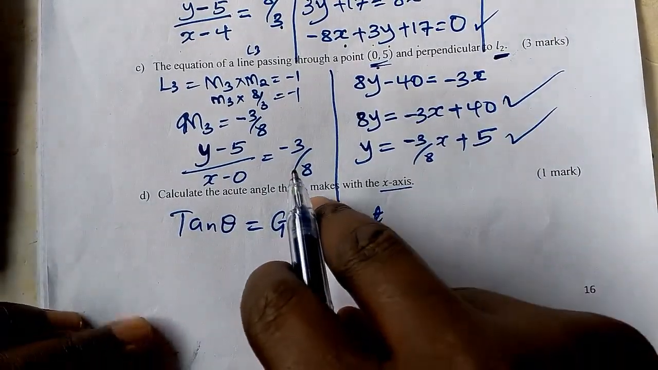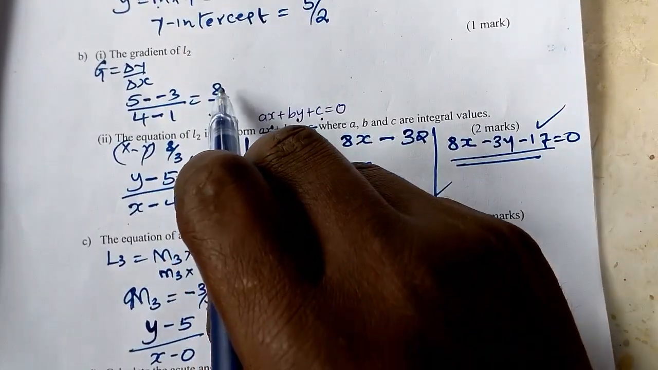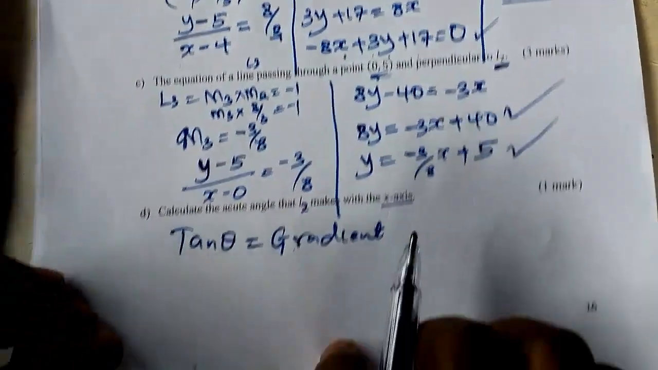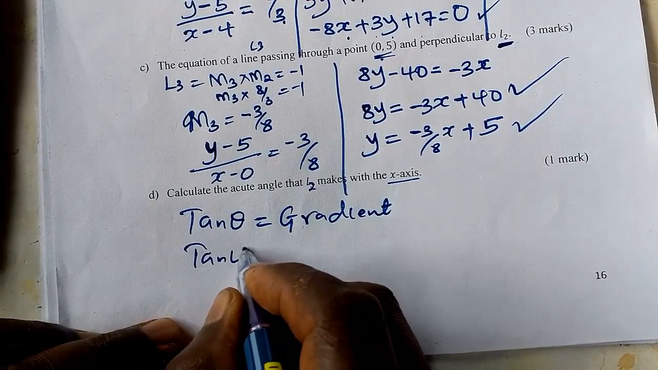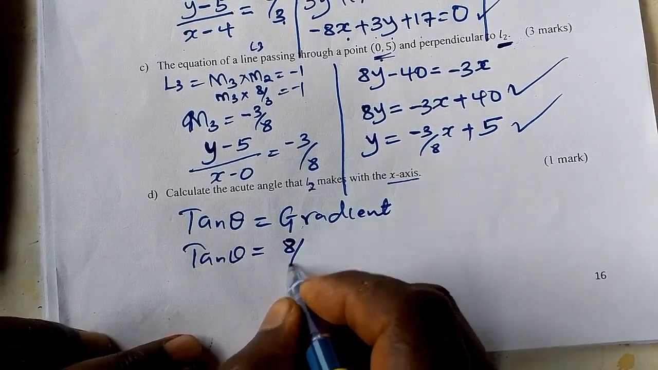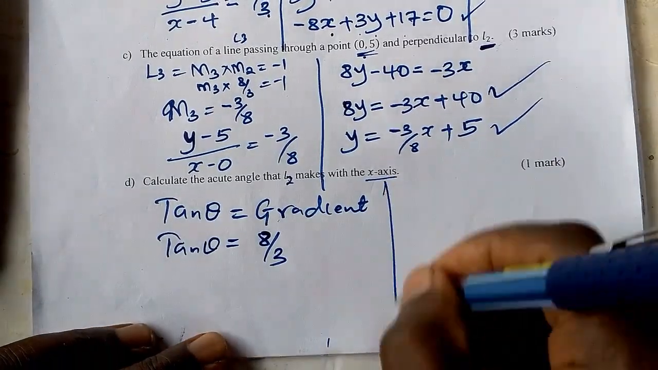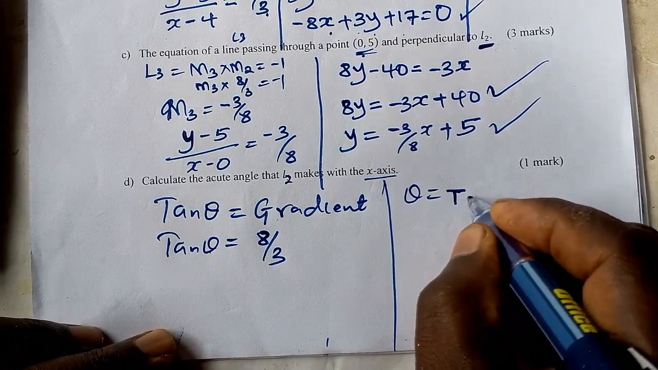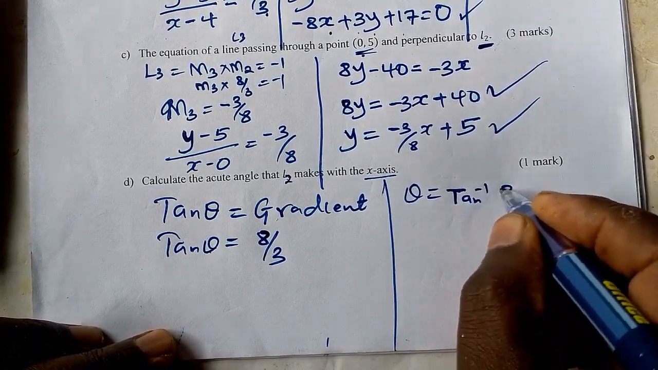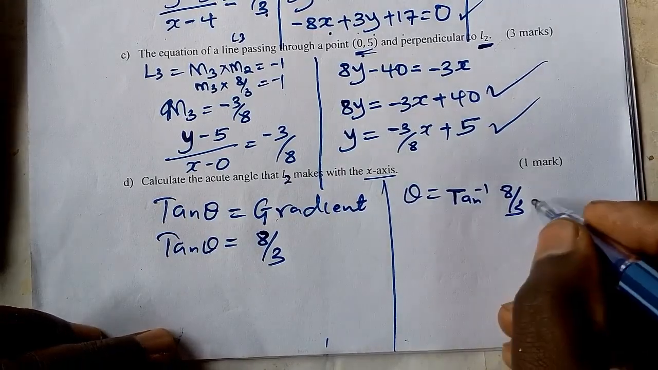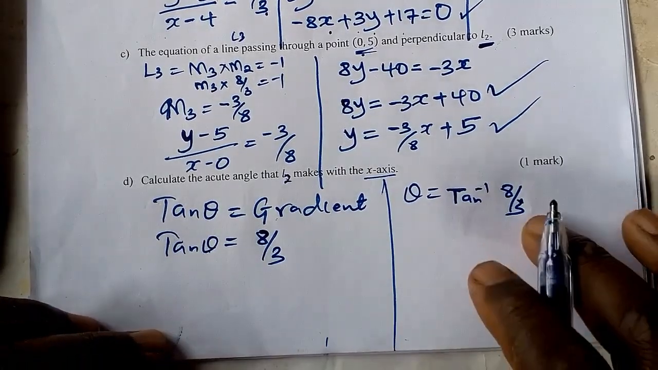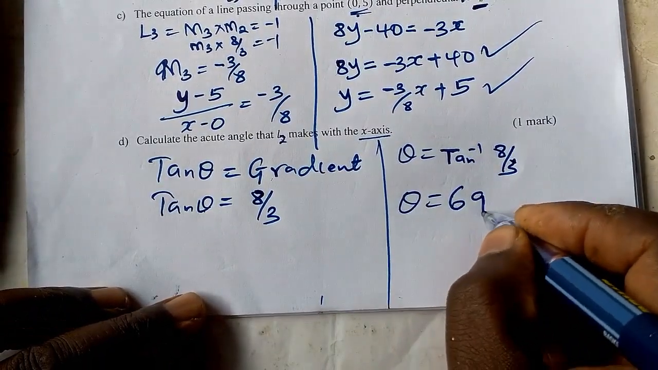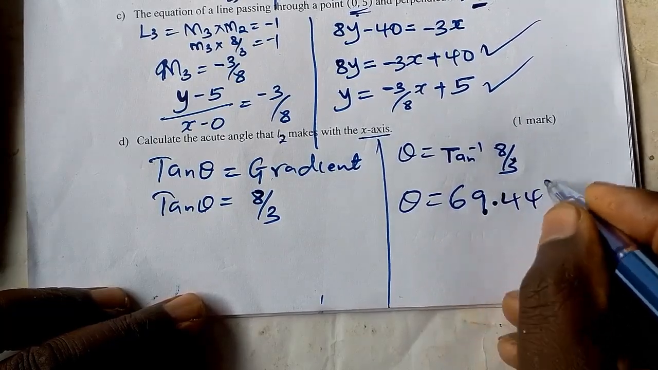So get the gradient of line 2. The gradient of line 2 is 8 over 3. So we are saying tan theta is equal to 8 over 3. To get theta, we find the tan inverse of 8 over 3. And then you realize that your answer, theta, is equal to 69.44 degrees.